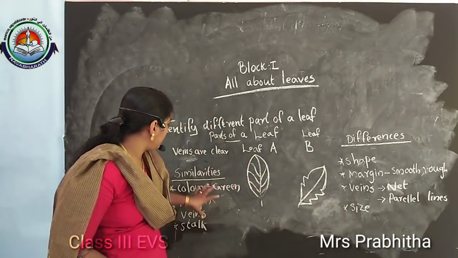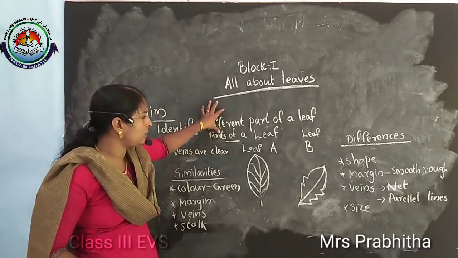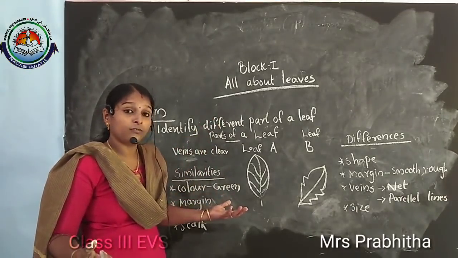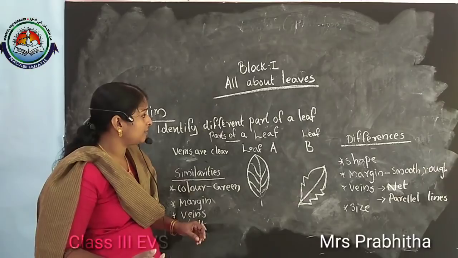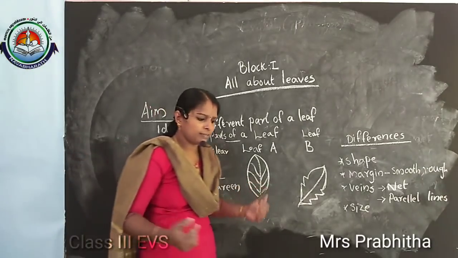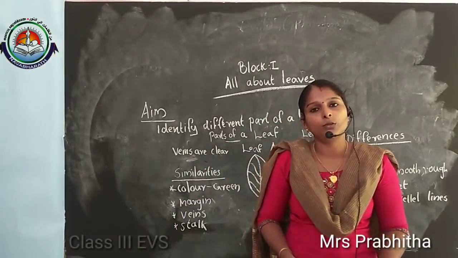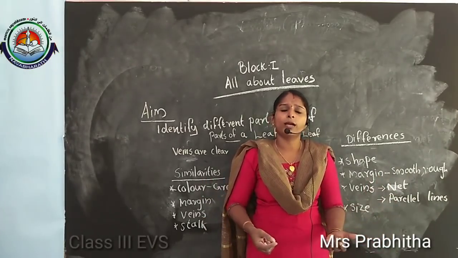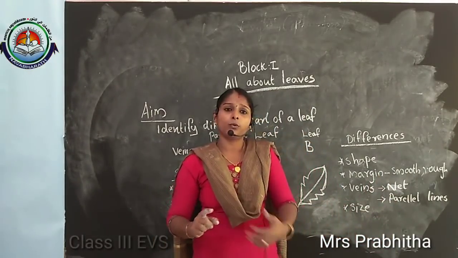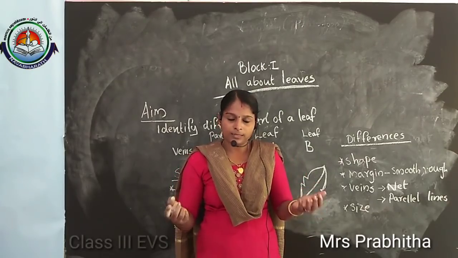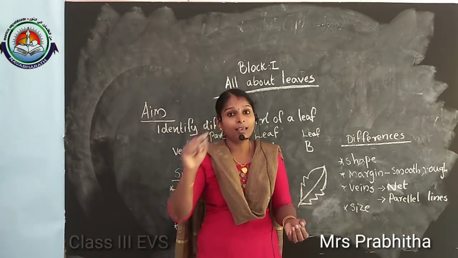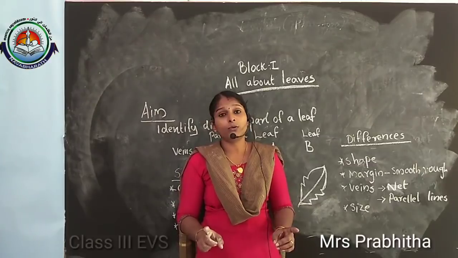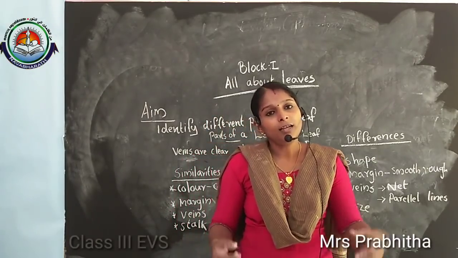So today we first learned about the different parts of a leaf, then we took some different kinds of leaves and found out the similarities and differences. So I think you can easily find out the differences and similarities between leaves, and you can draw also. In your notebook, on the first page, write the name of the lesson, draw a leaf, and label the different parts of a leaf. Today itself you have to do it, then only you can easily study the topic.